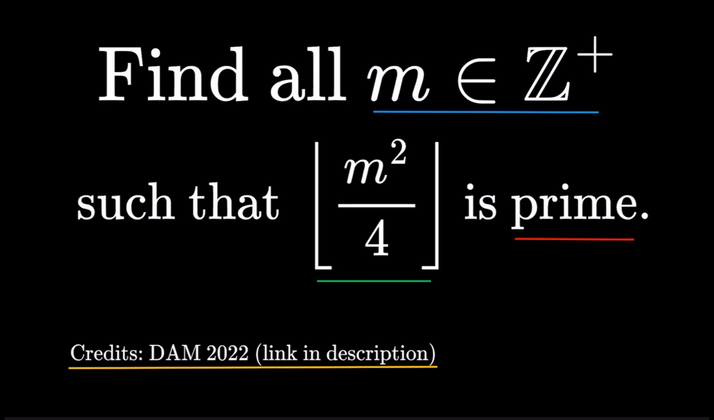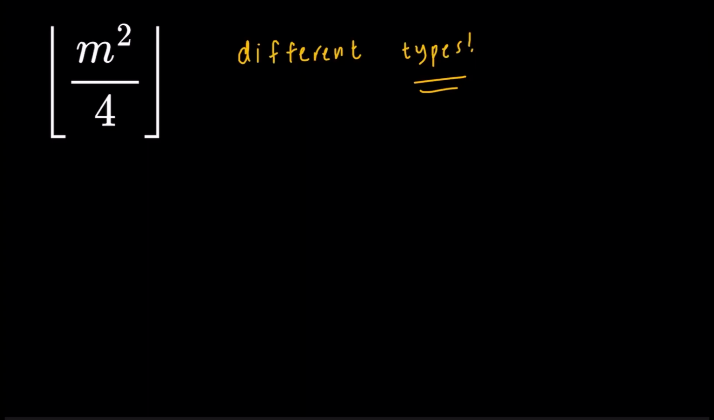Alright, so there is a standard way to approach these questions. For the floor of a certain thing, in this case m squared divided by 4, we consider different types of values for m. What do I mean by the types here? It's going to be different depending on the question. Here I'm going to propose that we consider different values of m under mod 4.